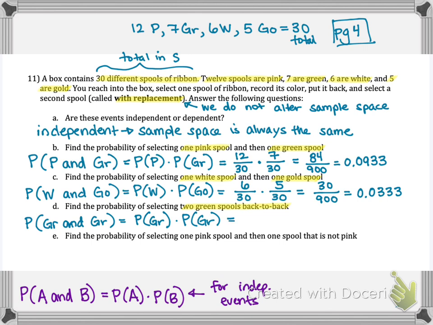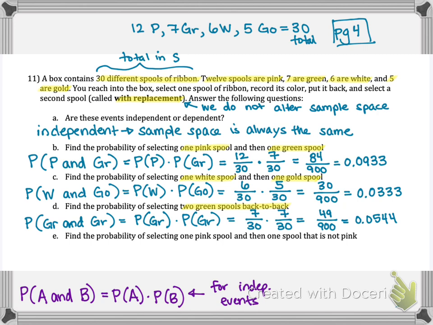So if we look up at the top, we know there were 30 total spools of ribbon to choose from. Again, I always start with my denominators just to make sure I know I've set those up correctly. And then I do my numerator. 7 were green, and then 7 were green again, because this is a with replacement problem. So again, if I multiply across, I get 49 over 900. And when I put that in the calculator to round it, I got 0.0544. All right, just one more.